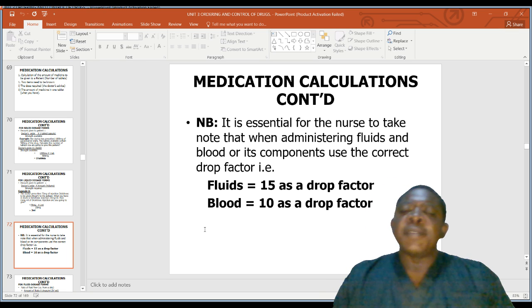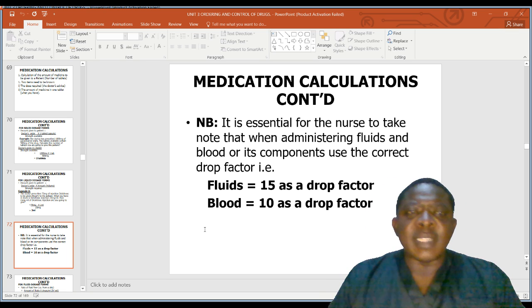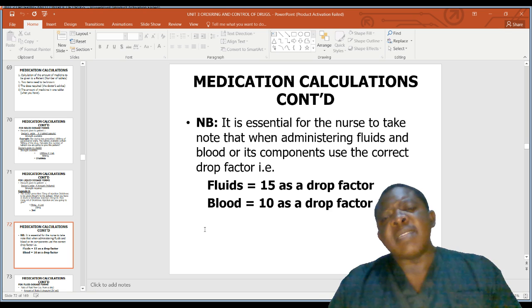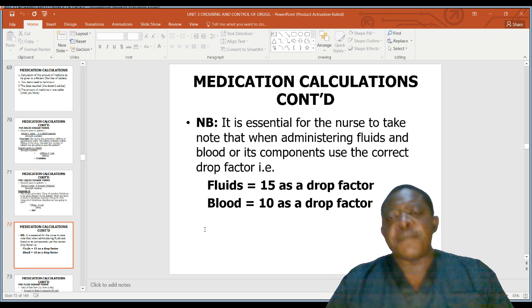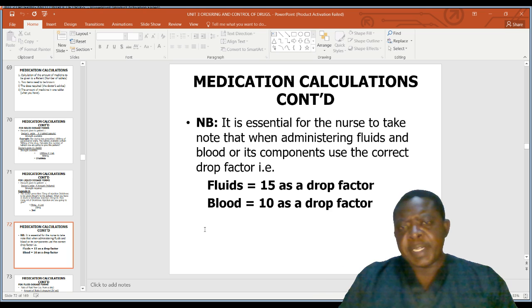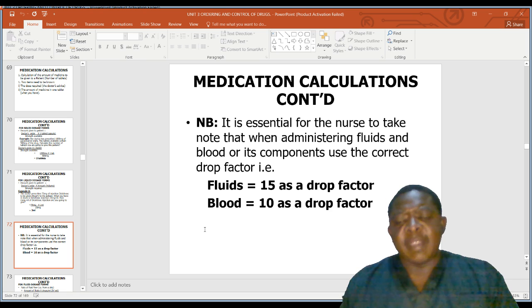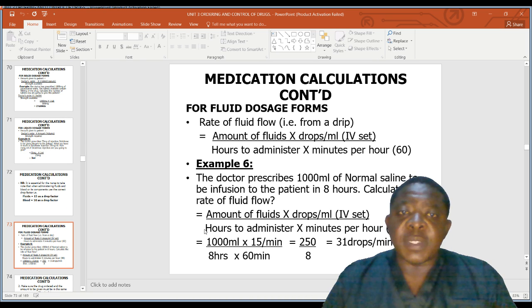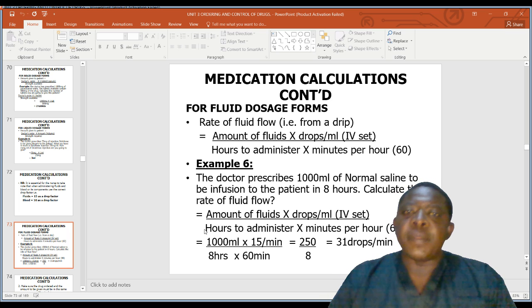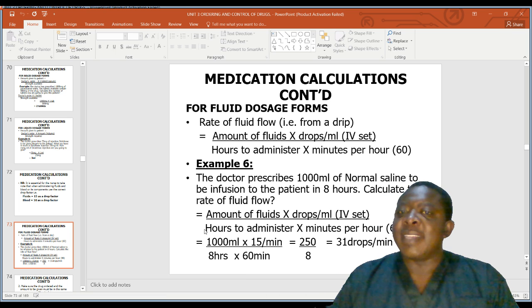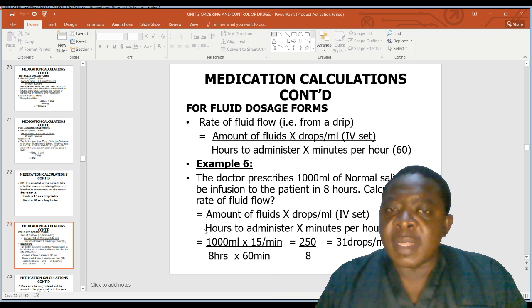Okay, but this was at the time I was putting these notes together. Otherwise, what is prevailing right now is that for blood we have 15 as the drop factor, and for fluids we have 20 as the drop factor. But the drop factor can be checked from the giving set. So for fluid dosage forms, the rate of fluid flow from a drip is the amount of fluid times the drop factor, divided by hours to administer.